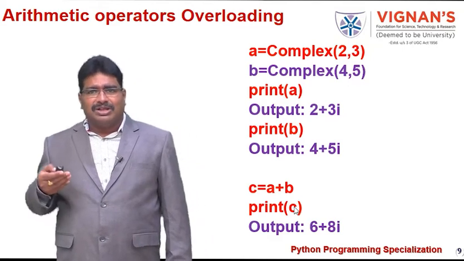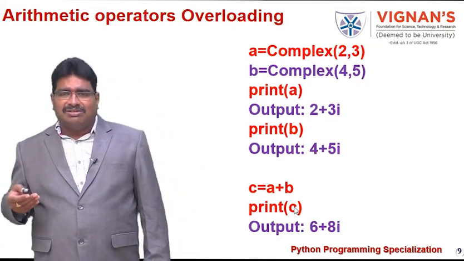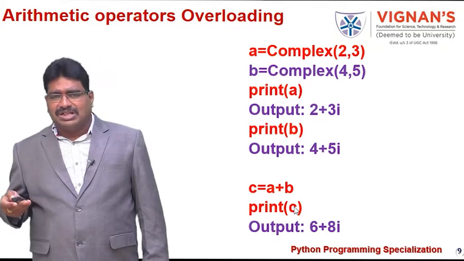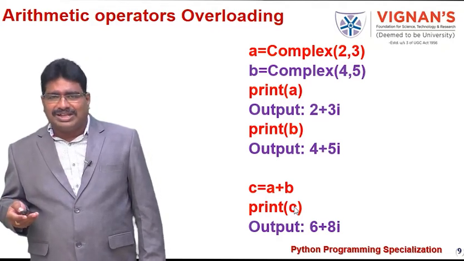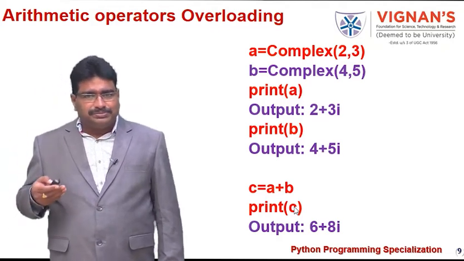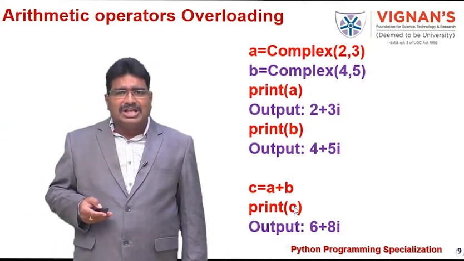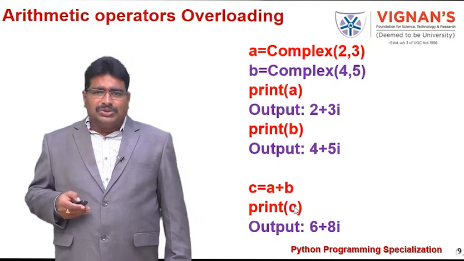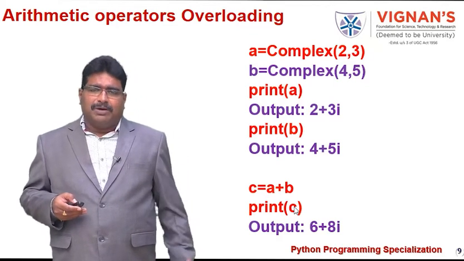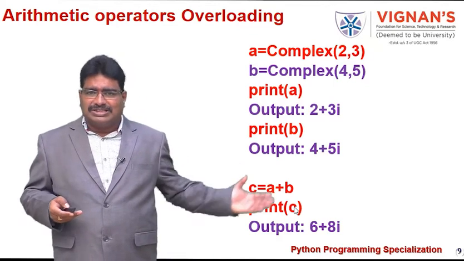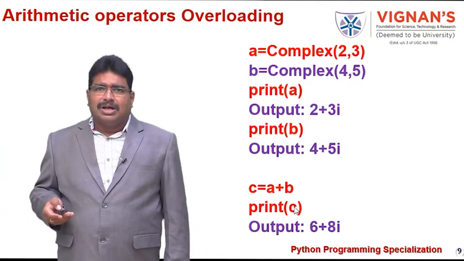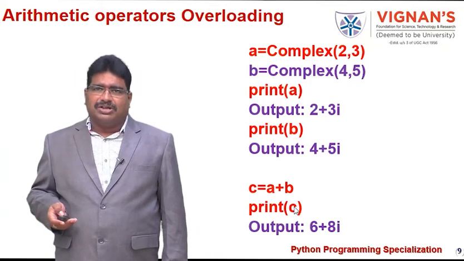In that way, we are able to get the C object real value is 6 and C object imaginary value is the 8. I hope you clearly understand how to overload the plus operator for the complex class and how we are able to use the overloaded operator. This is one of the simple examples to perform the operator overloading for the addition operation.